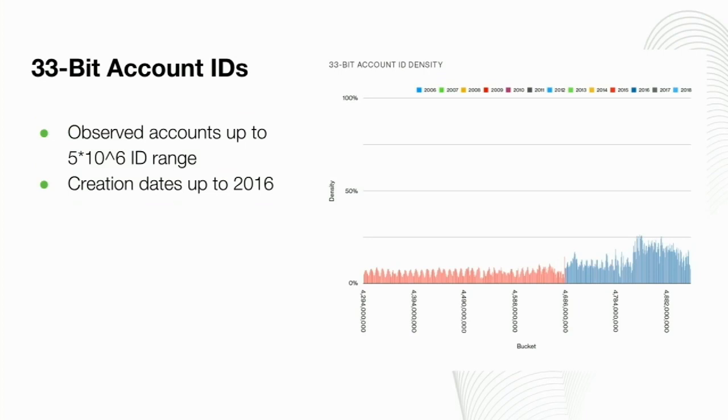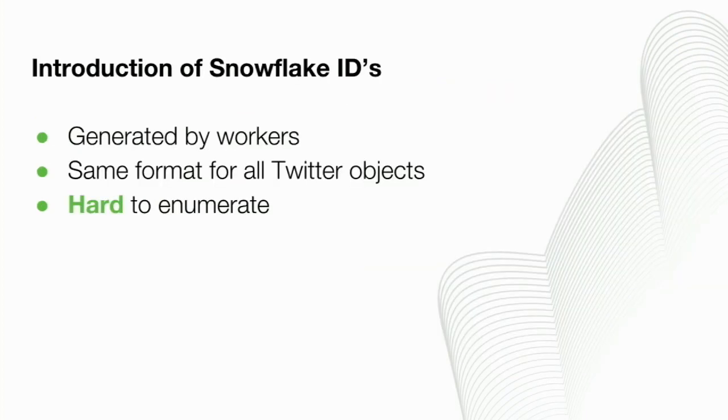But then things changed. Twitter started generating IDs with a system they called Snowflake. Snowflake operates as a cluster of workers that all have the same job, to generate unique IDs as quickly as possible. Now, it's important to note that this format for IDs began to be used for all of Twitter's objects.